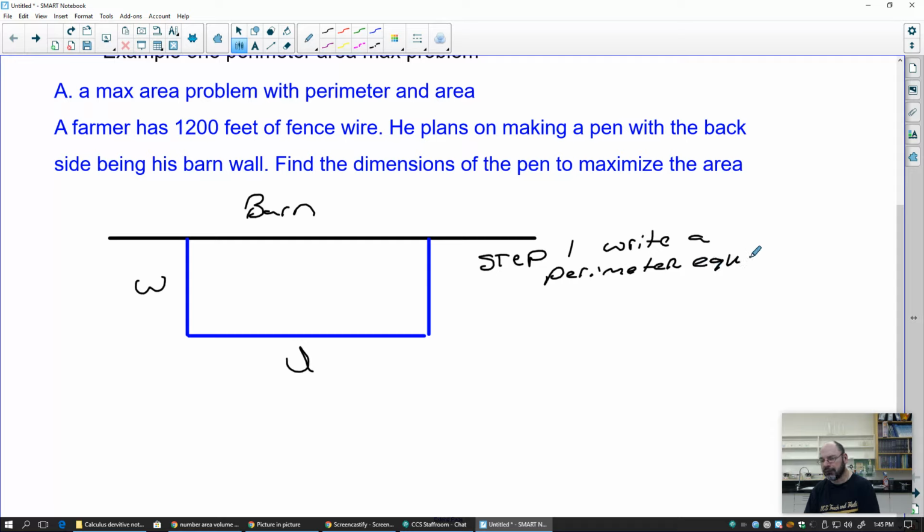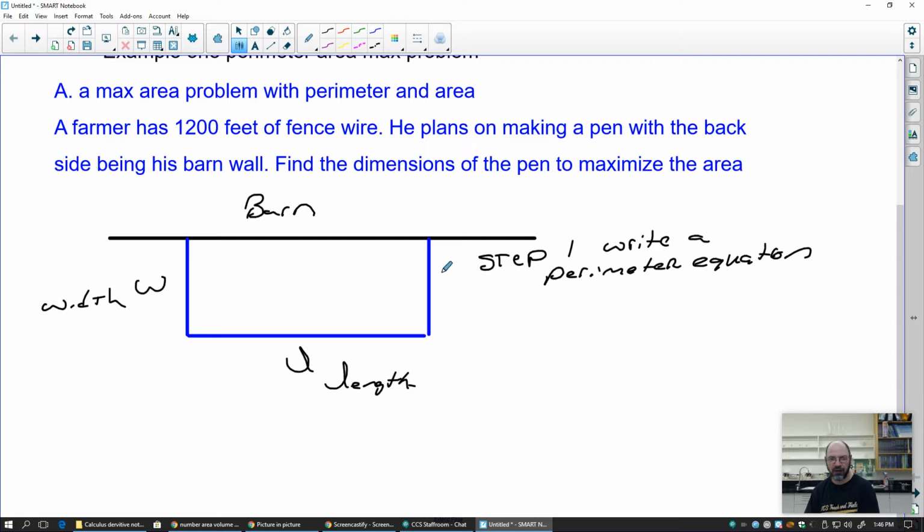Okay, and the reason we need this is because we have 2 variables here. So this is our width, and this is our length, in feet. Okay, so the perimeter of this is going to be W plus L plus another W.